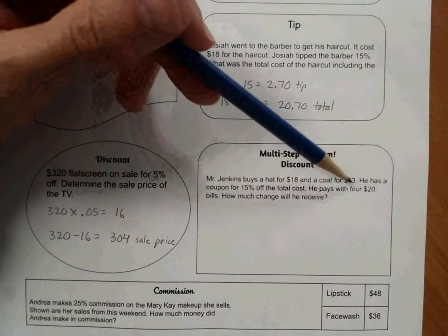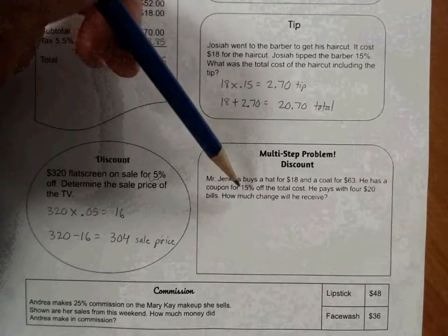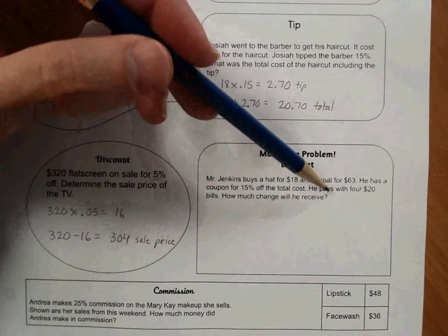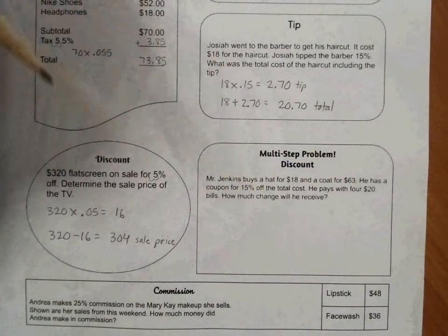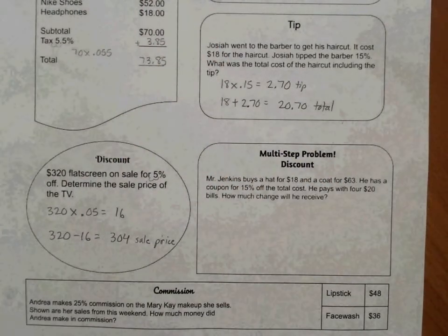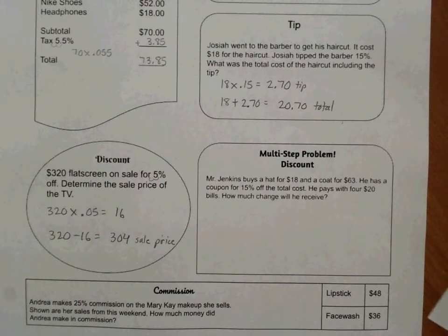So it says you're going to buy a hat for 18 bucks and a coat for $63. They're going to give you 15% off the total cost, and you pay with 4 $20 bills. So how much change will you receive? Alright, a lot of information now. Let's break it down piece by piece.